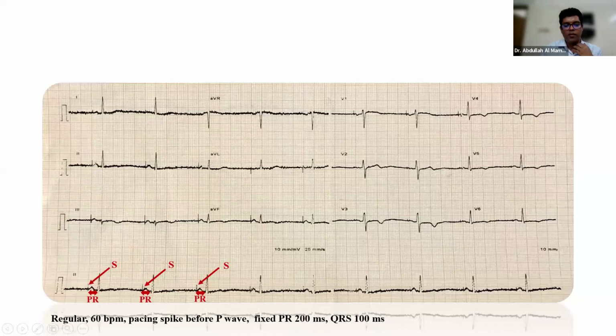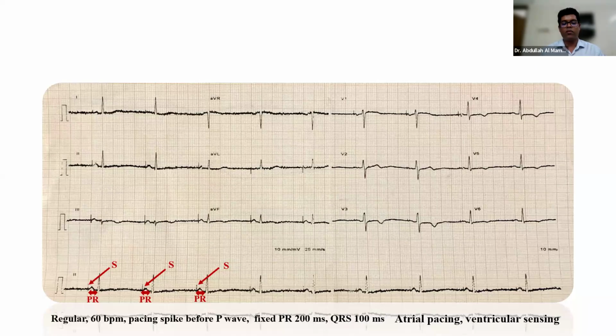So the rhythm is regular. There is a pacing rhythm. The rate is 60 beats per minute. There is a pacing spike before the P wave, followed by the pacing spike followed by the P wave. So there is atrial pacing, and the PR is fixed. That is 20 millisecond, and the QRS is narrow.